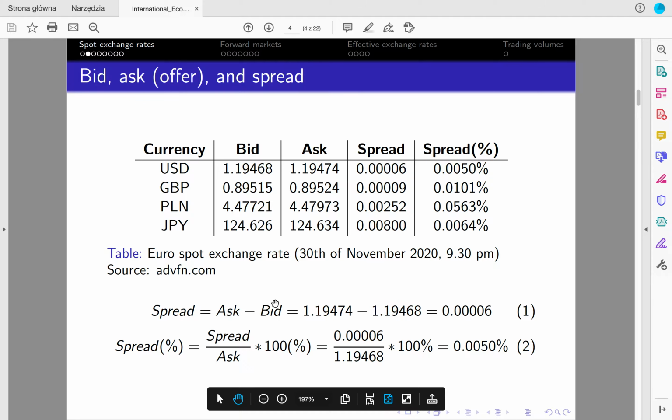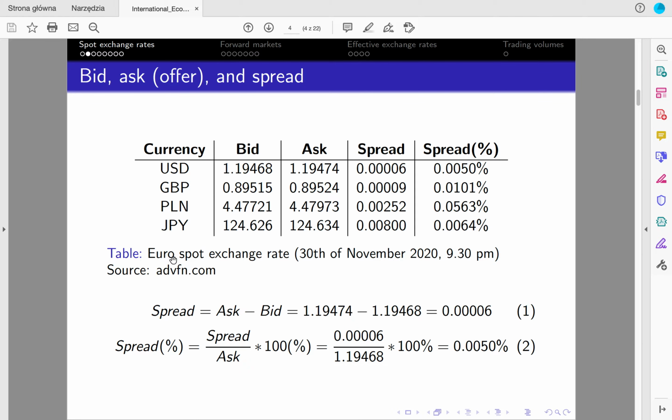Okay. So now that we know what the spot exchange rates are, maybe let's look at how they behave over time. So look here, what you can see are actual exchange rates I got from ADWFN.COM, which is an amazing page about generally prices of different assets or even cryptocurrencies, but they have an enormous bank of data on trading currencies, and I really encourage you to use this page to learn how currency trading works in practice.